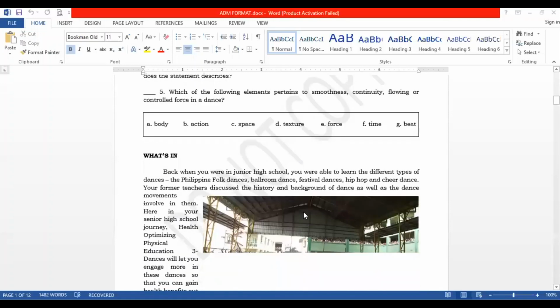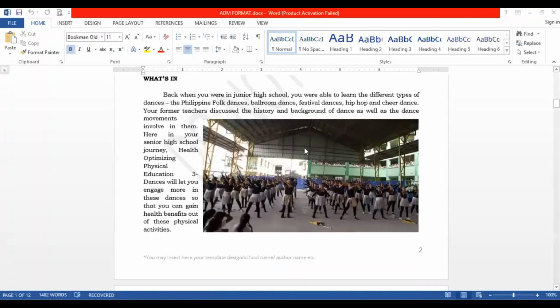Now, the what's in part. This picture is from my file. Mga estudyante ko po itong mga to. Dancing, traditional dance. Yeah? I think, no, cheer dance. Cheer dance po ito.